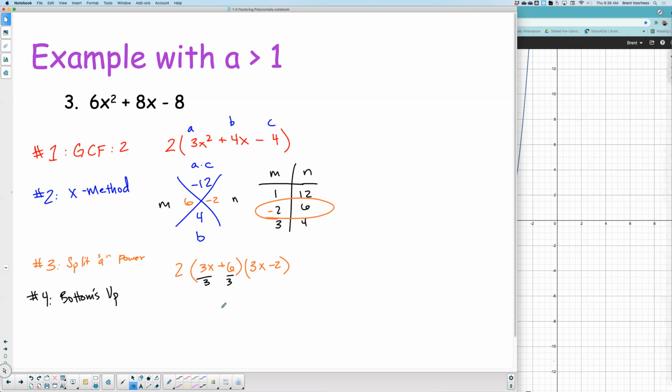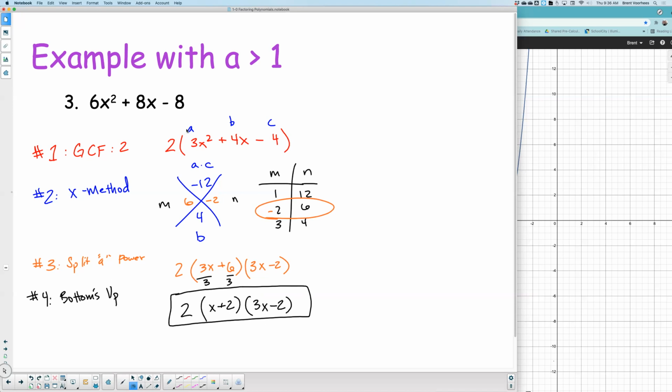So bottoms up on this case, I will do to get our solution of 2 times, this becomes x plus 2, and the back parenthesis remains the same, 3x minus 2. We've got our solution here. That is bottoms up. Now you only got to see bottoms up one time. Any questions over that? Could anybody think of a rule of when you will always have to do bottoms up and when you will not? There is a rule. Does anybody know what it is?